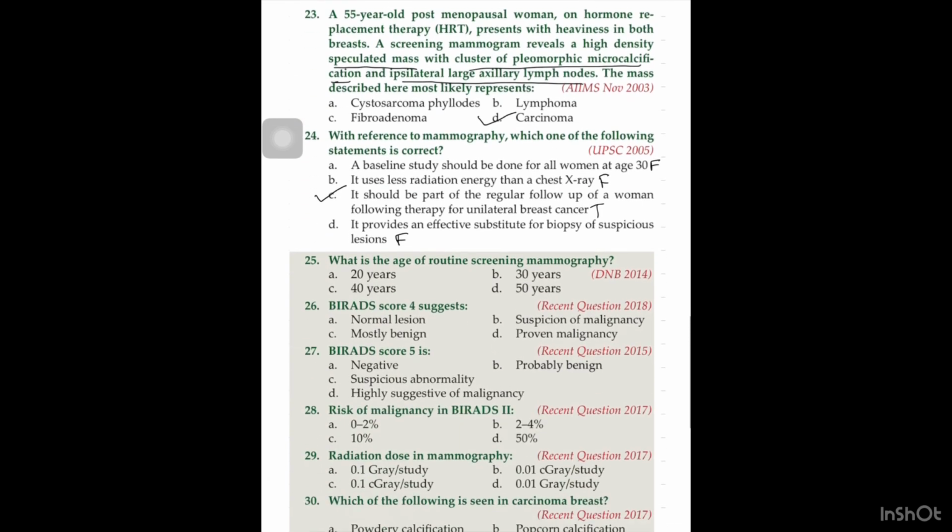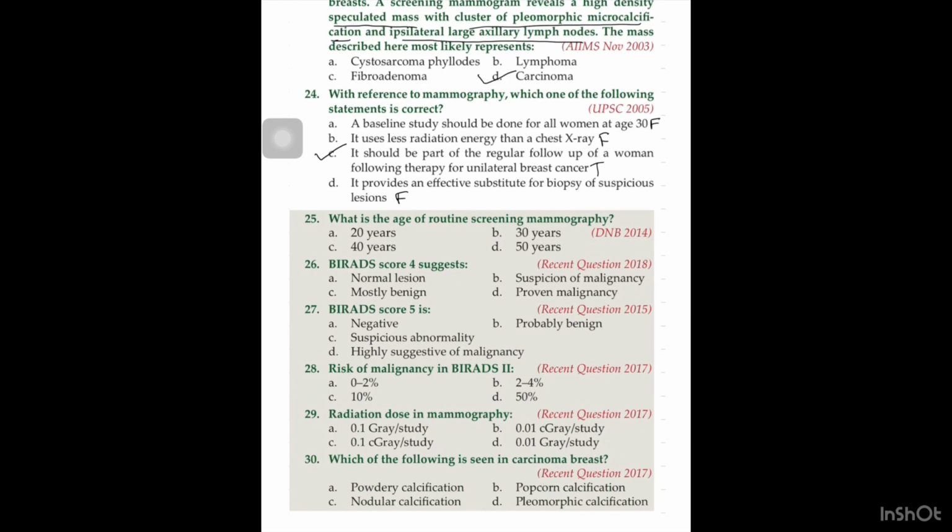The next question is about routine screening mammography. It starts from 40 years and BIRADS 4 suggests there is suspicion of malignancy. BIRADS score 5 is highly suggestive of malignancy, and risk of malignancy in BIRADS 2 is 0 to 2%, and the radiation dose in mammography, as we already know, is 0.1 gray per study. And which of the following is seen in carcinoma breast? You see mainly pleomorphic calcification.